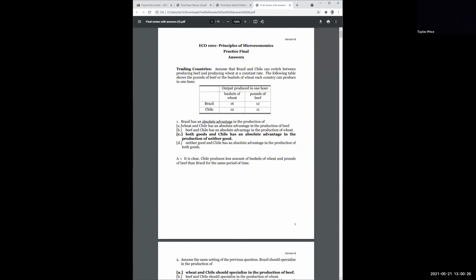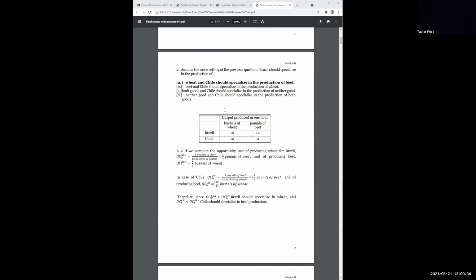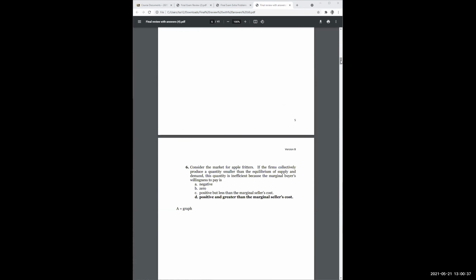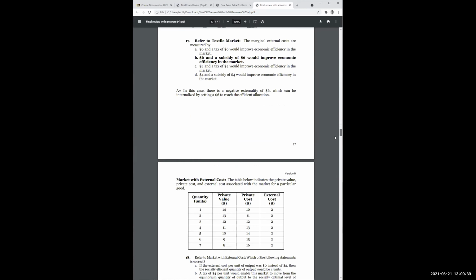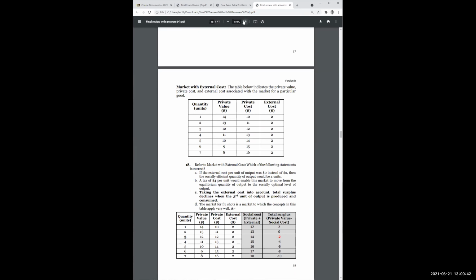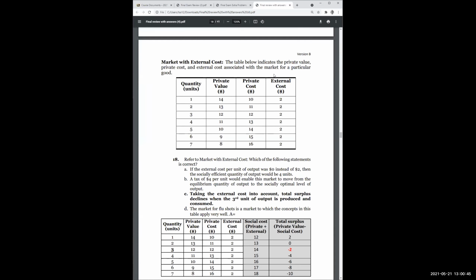Okay, so let's take a look first at number 18. For 18, I was the one who asked. I understand why C is the right answer, and I understand why the other two are wrong. I'm just a little confused on one part of the question where it talks about socially efficient quantity of output. Would socially efficient quantity of output be where private value equals private cost plus external cost, or would it be where private value is above private cost plus external cost?